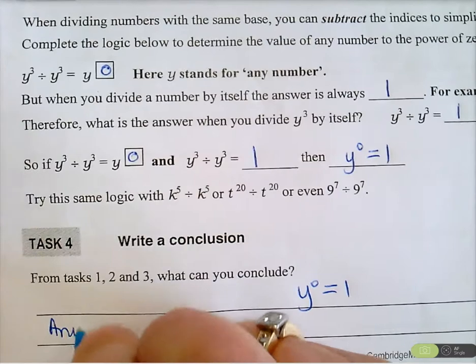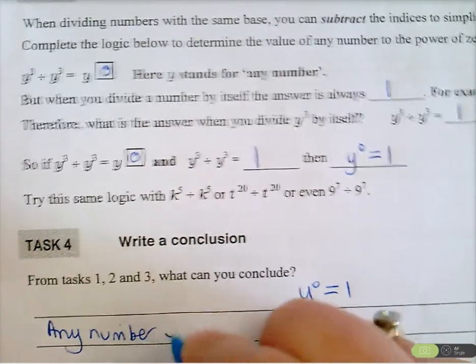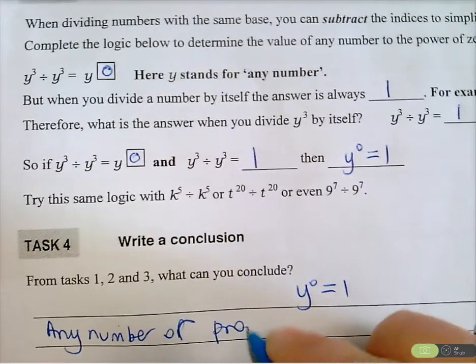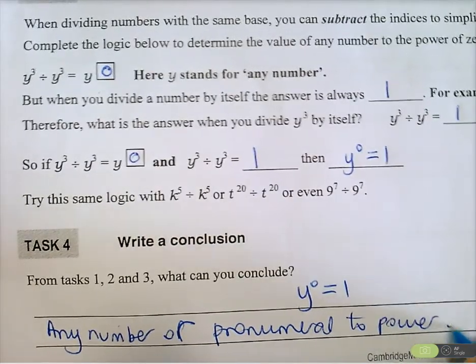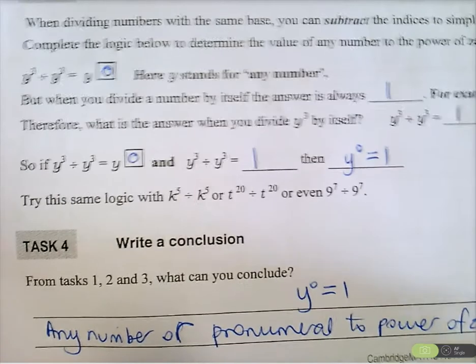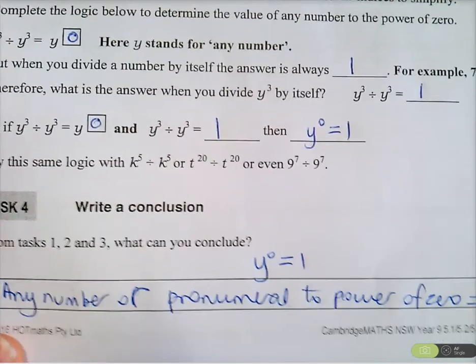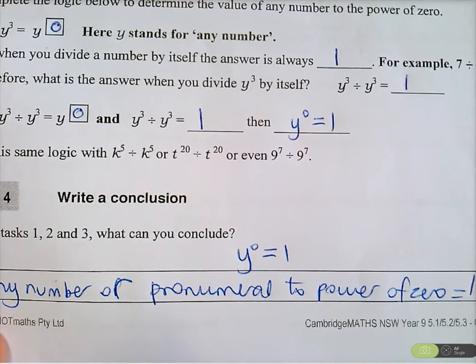We've already done this. So any number or pronumeral to the power of 0 equals 1. Any number or pronumeral to the power of 0 equals 1.